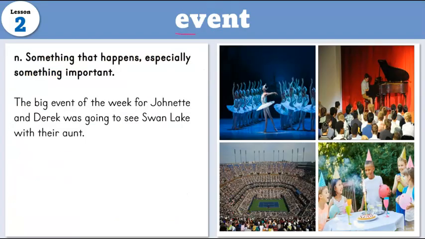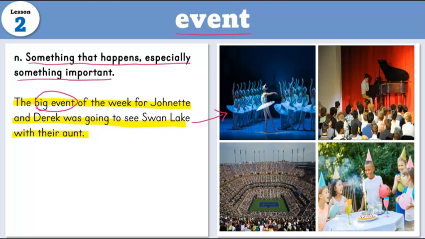Our next word is event. Event is something that happens, especially something important. We often use this word to talk about activities that are planned. For example, the big event of the week for Johnette and Derek was going to see Swan Lake with their aunt. So there was a plan to go see this play with their aunt, and this plan that happened was a big event. It was something that happened and something that was important.